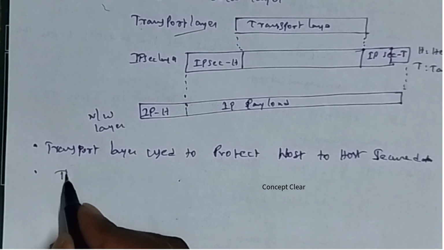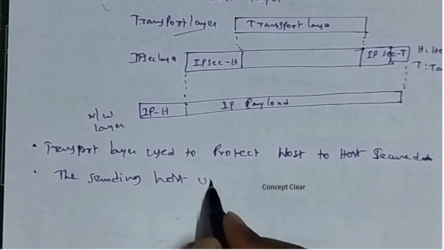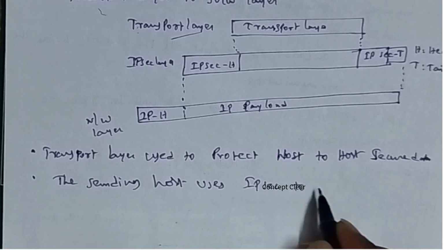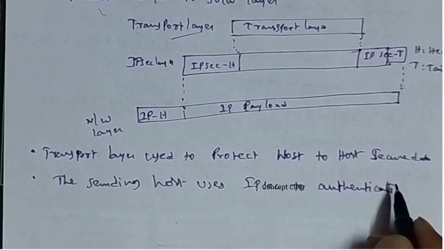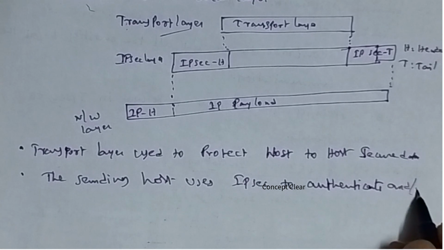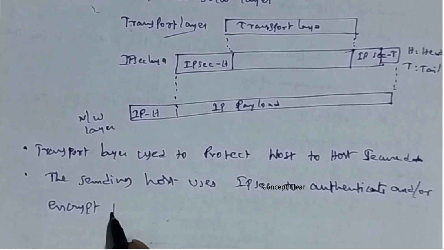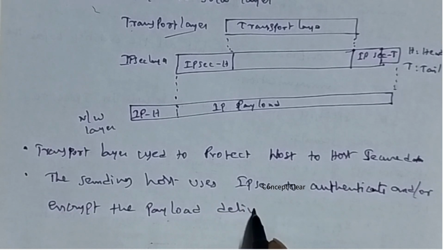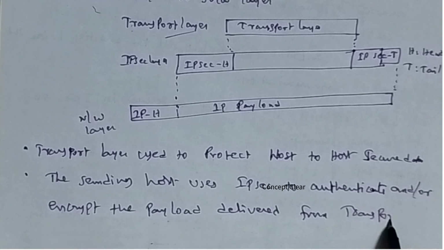Okay, here what is the sending host uses? The sending host uses the IP security to authenticate and or either encrypt or authenticate the data. Encrypt the payload delivered from the transport layer. Okay, now what about the receiving?